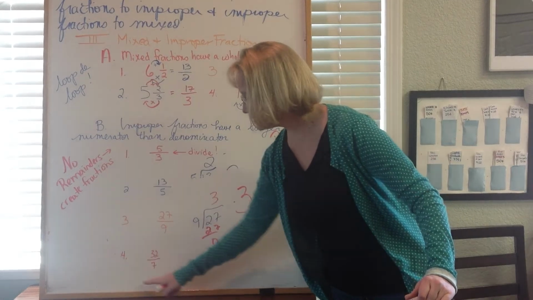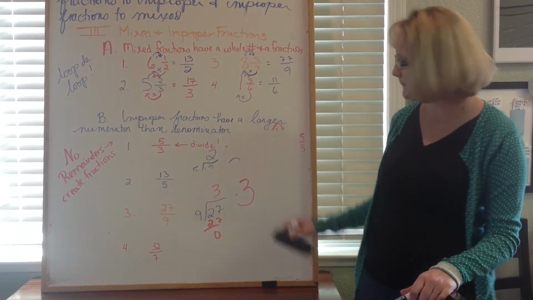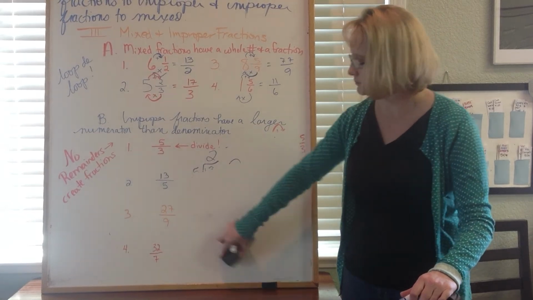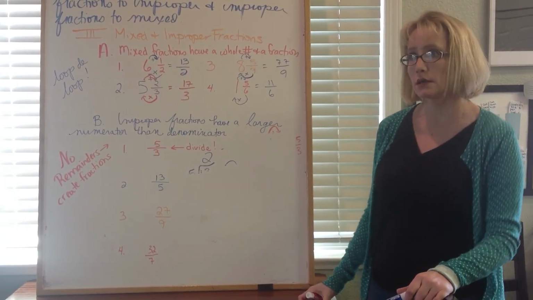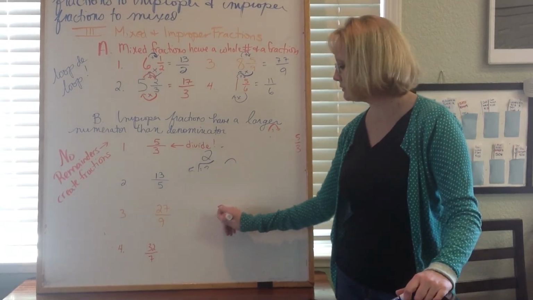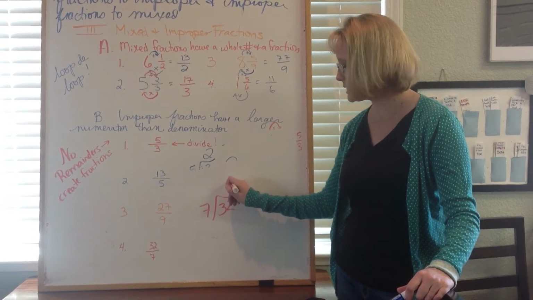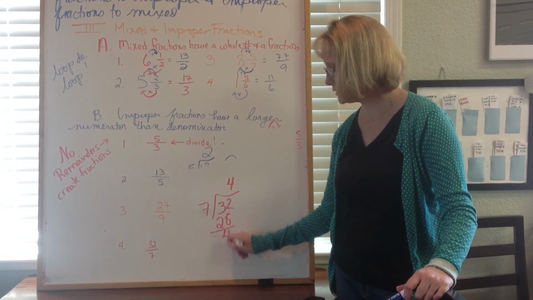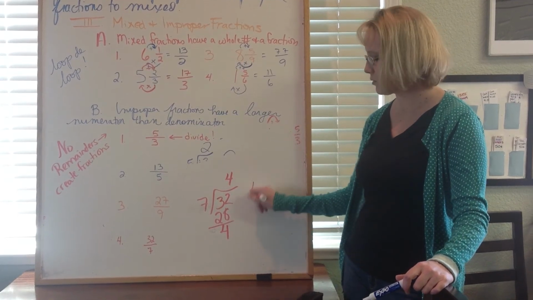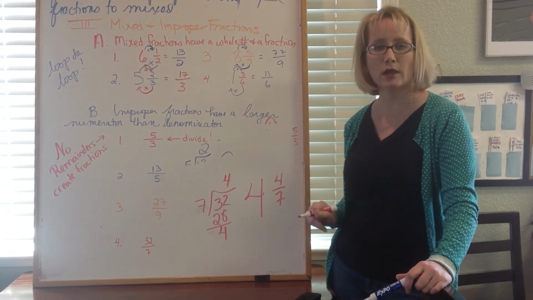So I want you guys to try this one, 32/7, and we'll check together. Turn that into a mixed fraction. Okay, so 32 divided by 7. 7 can go into 32 4 times. Get a 28 with 4 left over. So your answer is 4 and 4/7. Okay, I'll see you later.